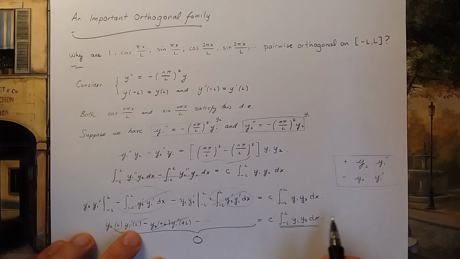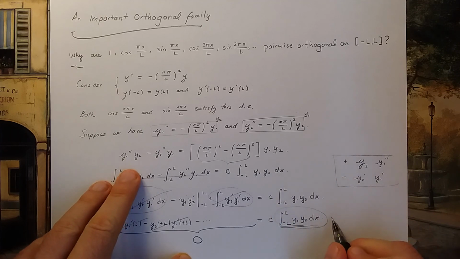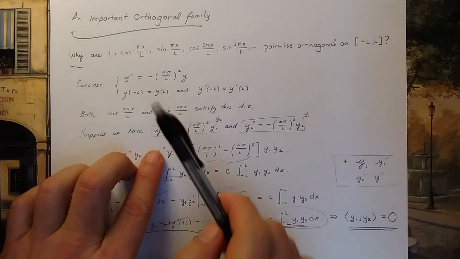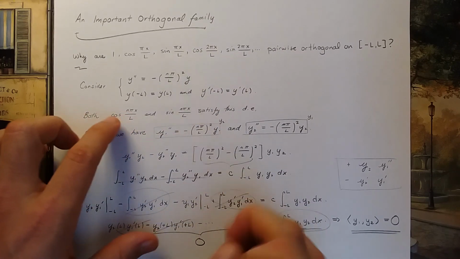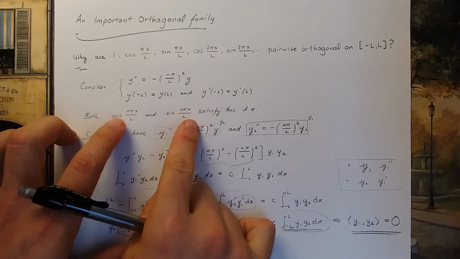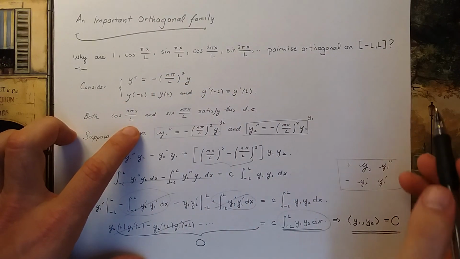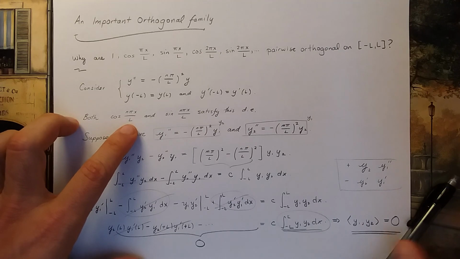Therefore, the integral of the product of y1 y2 from negative L to L is 0. And that's exactly what it means to be pairwise orthogonal. So this means that the inner product of y1 and y2 is 0. Since y1 and y2 could be anything on this list, since y1 and y2 could be cosine n pi x or sine n pi x over L, I'm done. Okay, excellent.